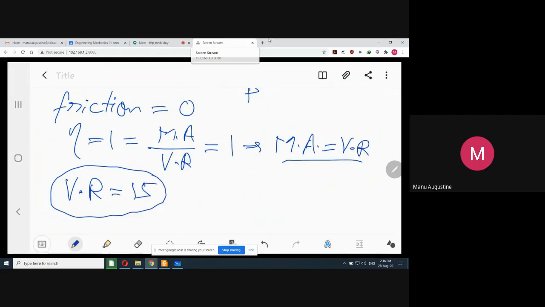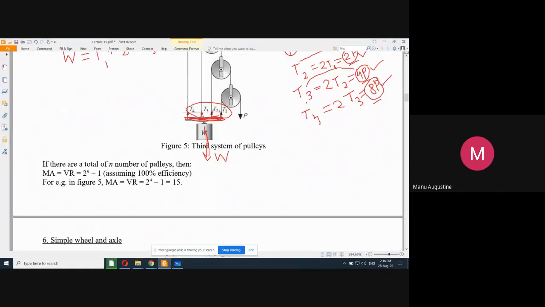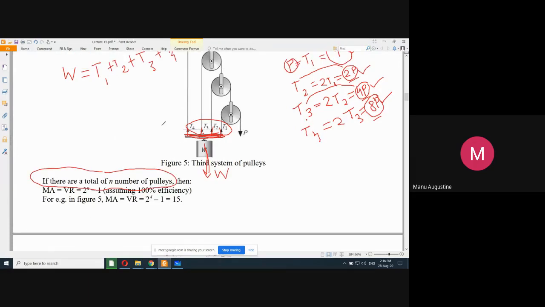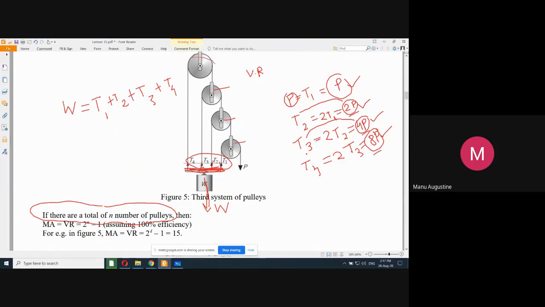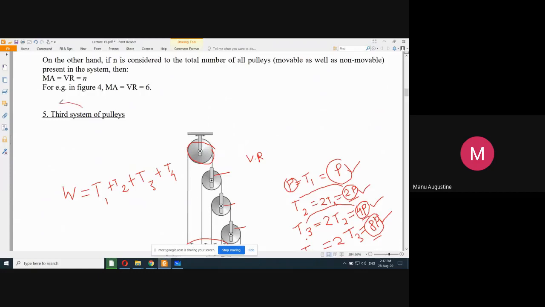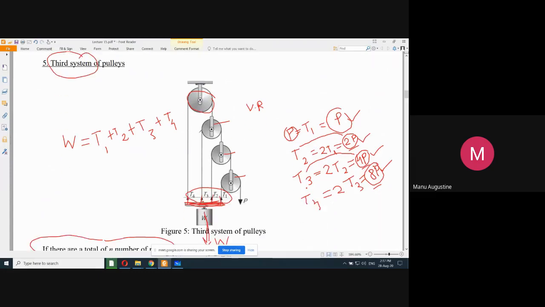So what is my eventual formula out of this? How do I put it in a general formula? I will make use of this concept. Now you remember this. If there are a total number of n pulleys, see, in this case, the concept of movable and non-movable pulleys is removed. So you have to remember that for the third system of pulleys, there is no concept of movable and non-movable. You simply have to count all the number of pulleys.